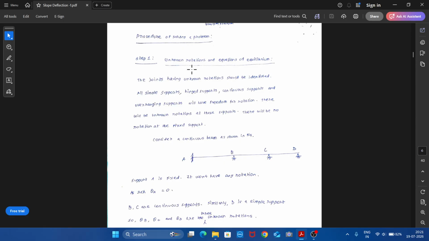To identify the unknown rotations, the simple rule is, in case of fixed support, it is very well known that there will not be any rotation. So see if there are any fixed support in the continuous beam. Say in this example, we have support A as fixed. So theta A, we call the rotation at A, equal to 0. There won't be any slope at A.